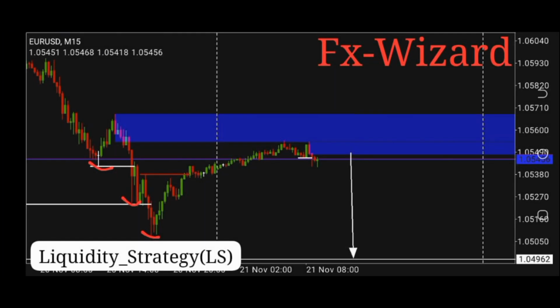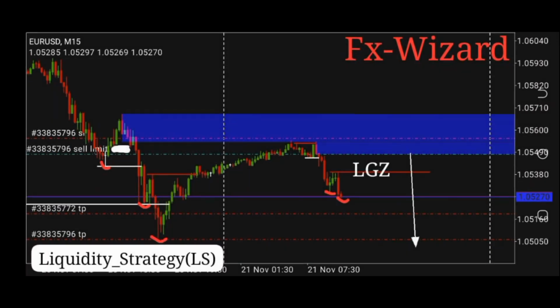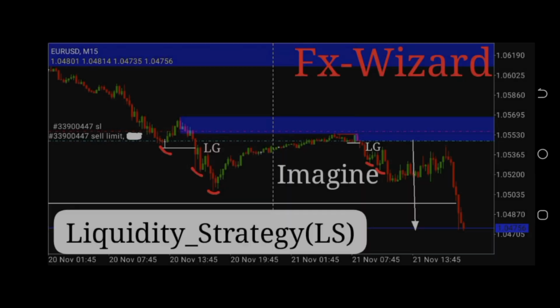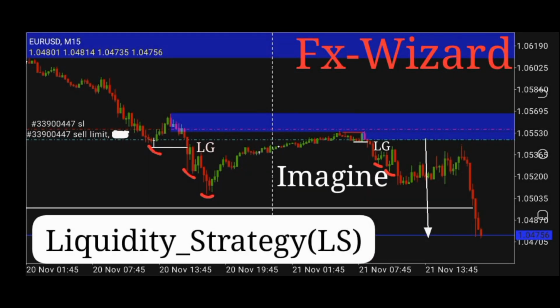Then we have this daily change of structure. Then on the same day, we have another LGZ, which is a liquidity grab zone for the loss of strength to continue the bearish move. The market couldn't trigger me. It couldn't trigger me. Then this market continued to push down.